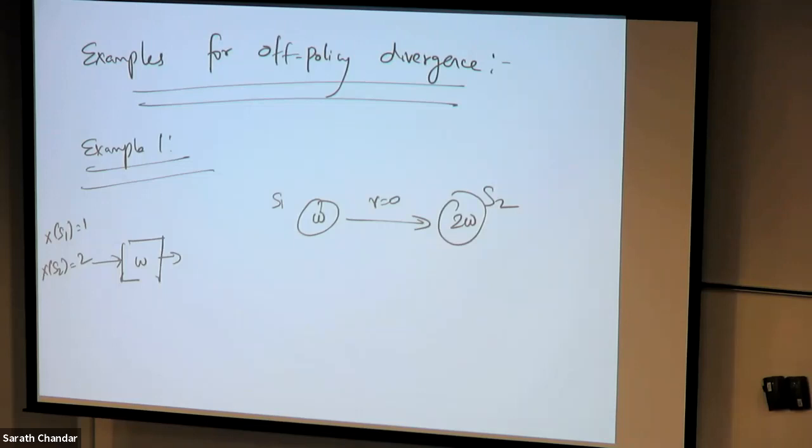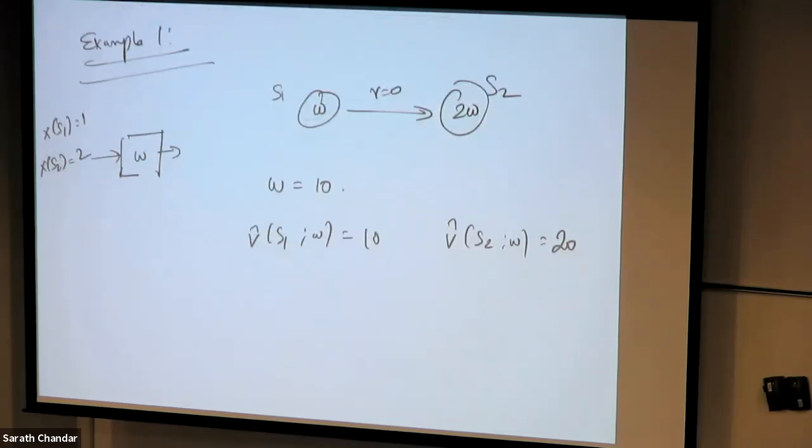Now, let us assume that initially w is equal to 10. Can someone tell me the value of the first state given w? This doesn't require any revision. It's 1 multiplied by w, so it's 10. What is the value of the second state? 20, right?